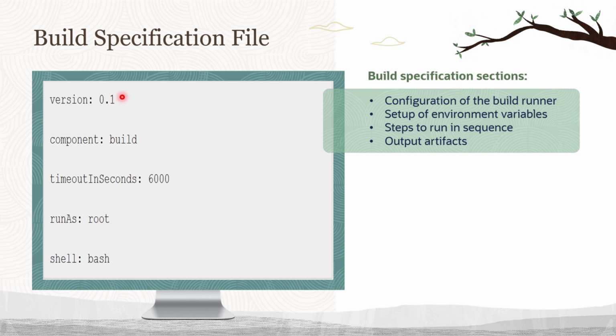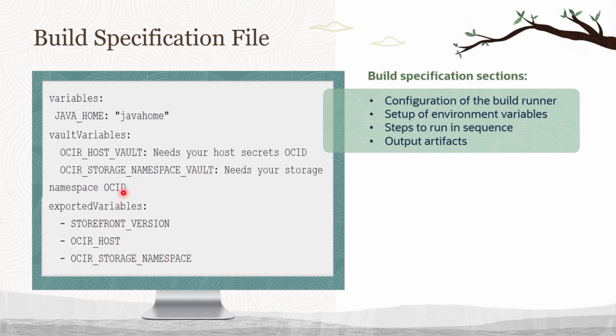The build spec version, how long the entire build process should take before it's being stopped, the user running the build, and what shell should be used when executing the commands. Setup of environment variables. This is where the standard, vault, and the exported variables are configured.